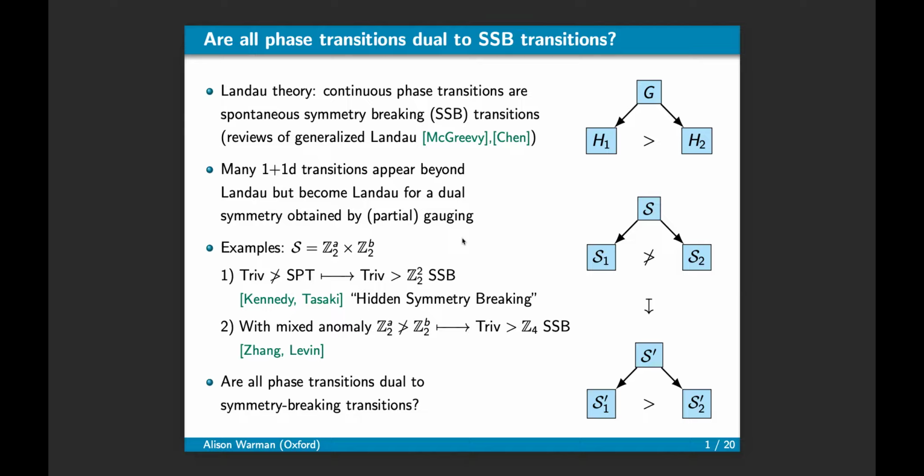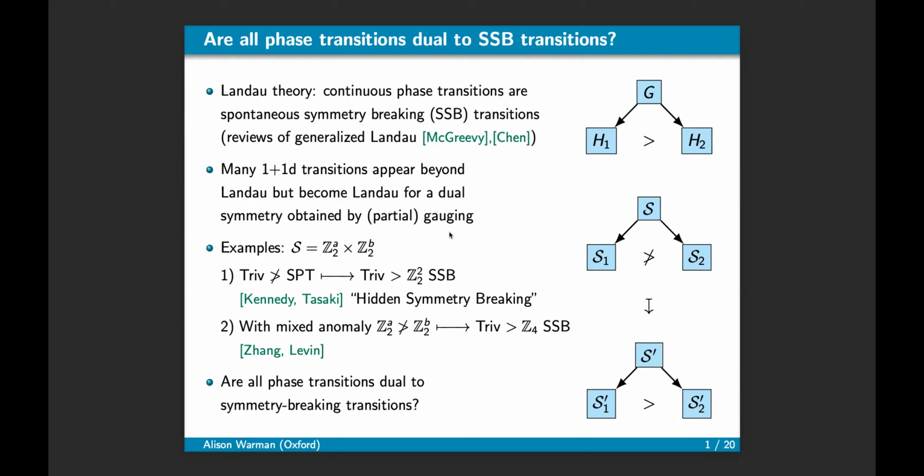not the case that the preserved symmetry is contained in the other one. However, in many cases, the ones which are known before our work in 1+1D, these phase transitions that appear beyond Landau in one frame can actually be mapped to Landau transitions by doing a partial gauging of the symmetry. So an example is for Z2 symmetry.